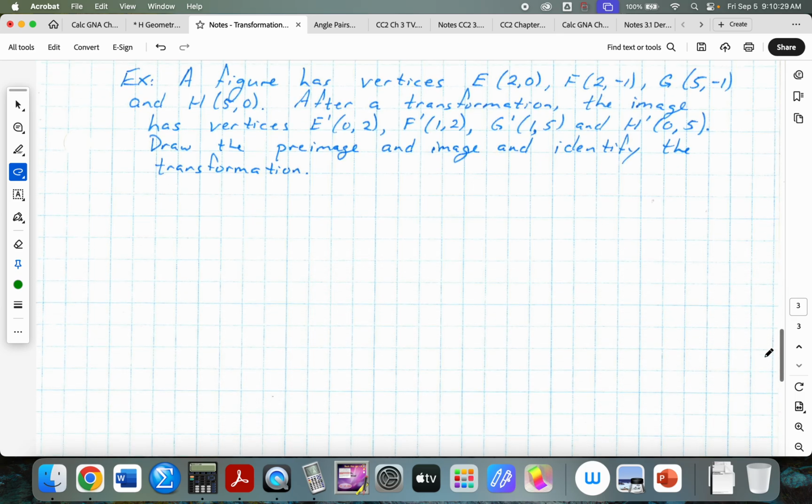All right, let's go on to page 3. Hopefully you can kind of see the grid on this. So it's pretty light, but I think you can do okay with it. So a figure has vertices and it gives you these 4 vertices. So let's draw this.